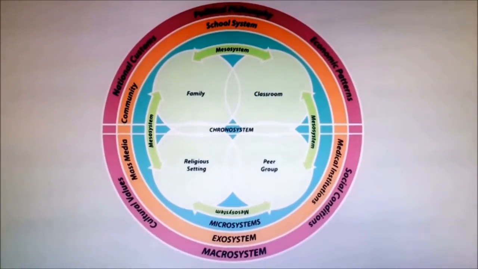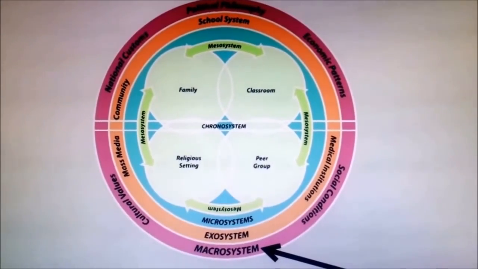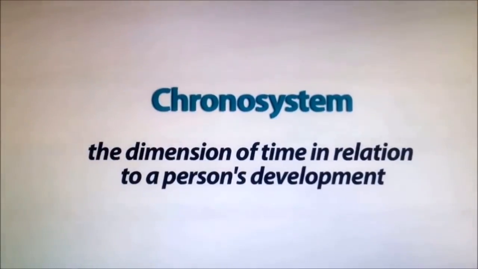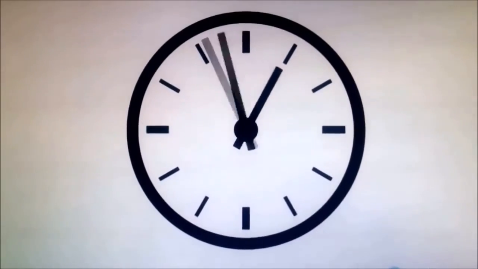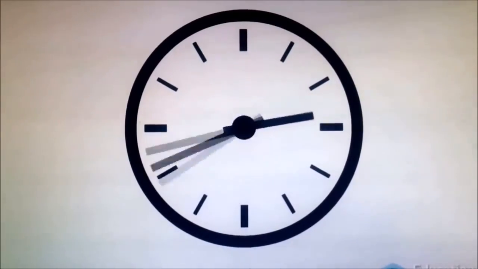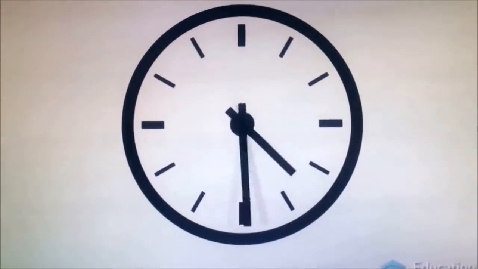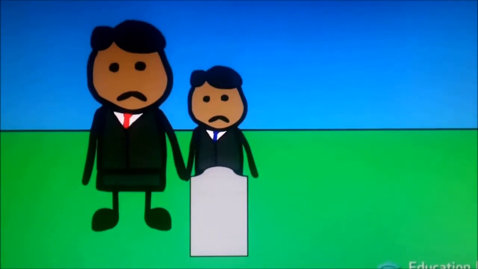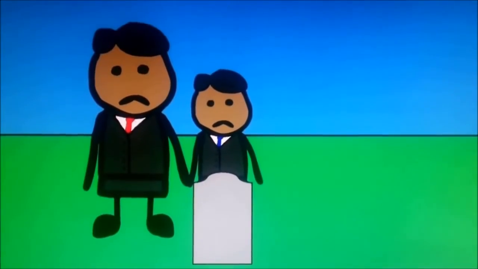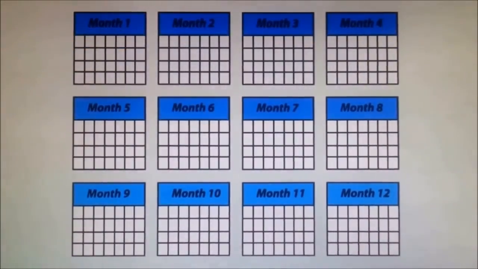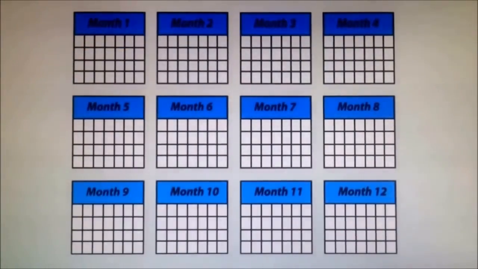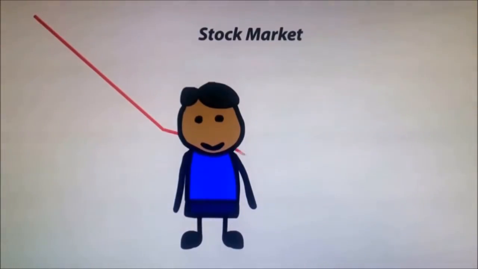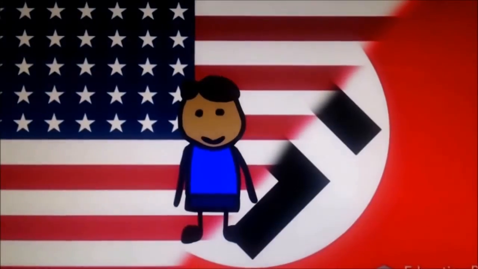The chronosystem is the final level in ecological systems theory. The chronosystem is the dimension of time in relation to a person's development. Time can be relevant in different ways. One way time can be an influence is the timing of an event during a person's development. For example, the death of a parent would affect a 3-year-old differently than a teenager. Time can also be an influence because of historical events or conditions that exist during a person's life. An example would be the effects of growing up during the Great Depression or during World War II.